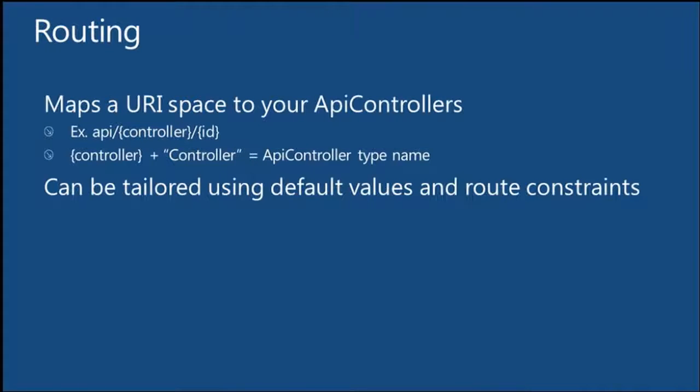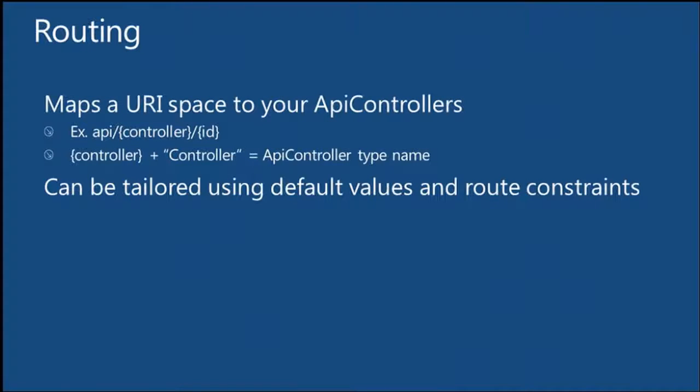When you're defining the URI space for your Web API, giving your HTTP endpoints identities, you're going to use routing. And we provide a default route for you. It'll be API/controller/ID. And the controller is how we're going to find your Web API controller. We'll go look for a controller with that name. And then the actions will get selected based off of the HTTP methods.